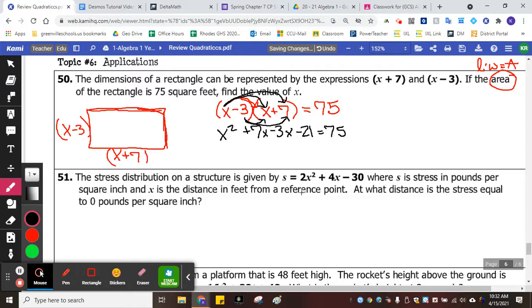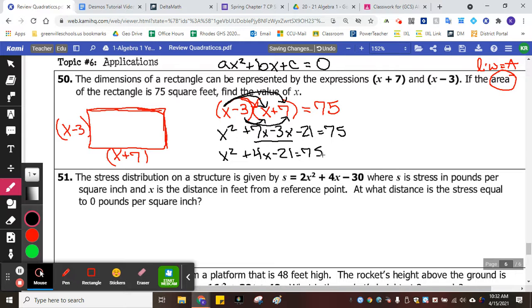Simplify it and set it equal to 0, and then solve by quadratic formula or by graphing. Combine like terms. 7 minus 3 is 4. I'm just trying to put it in standard form. So standard form is your ax squared plus bx plus c equals 0. So we have to set it equal to 0.